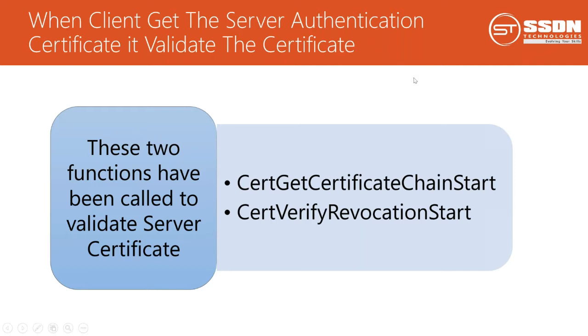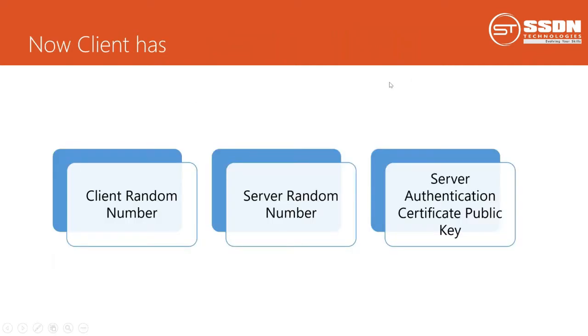After the validation of that certificate, the client builds the change cipher spec. So till now, the client has sent the client hello, and in the client hello, the client sent the client random number. When this packet was received by the server, the server generated the server random number and sent its own server authentication certificate to the client. So now the client has the client random number, the server random number, and the server authentication certificate public key.